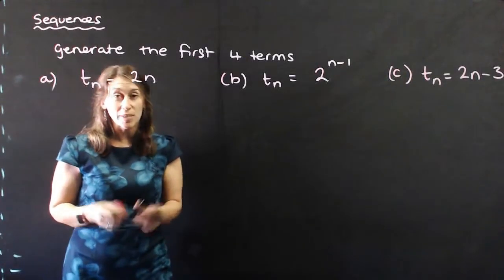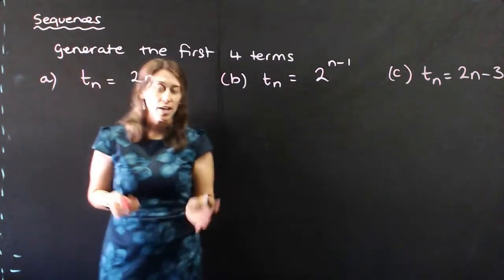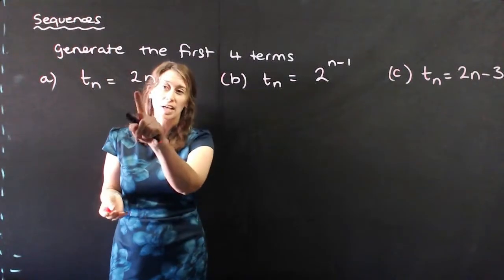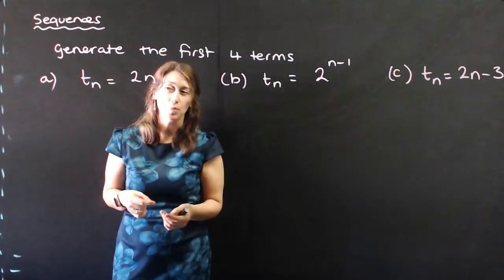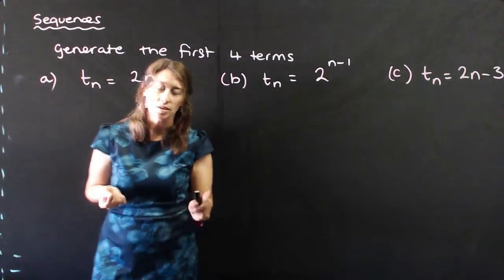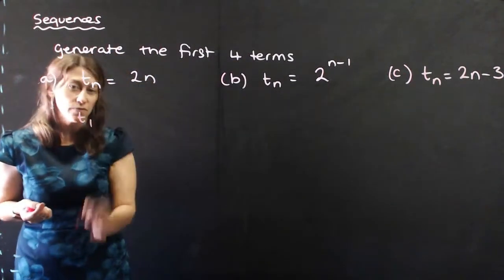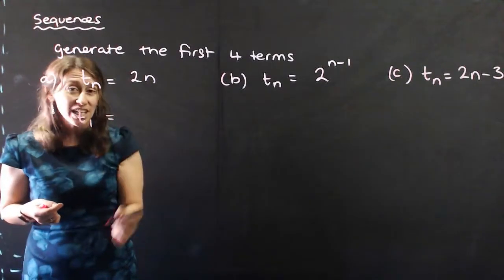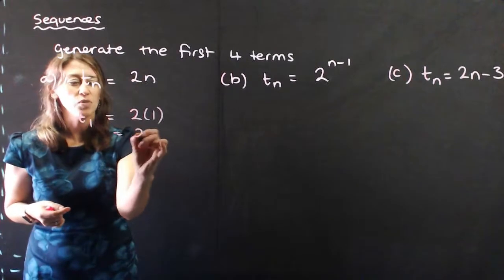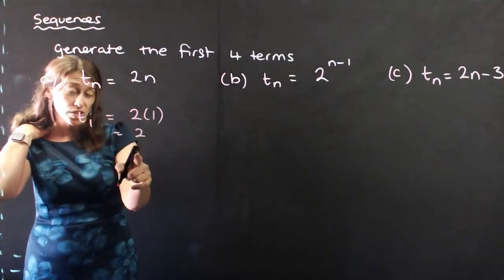What we need to be able to do is generate some sequences from a rule. So Tn is the notation that finds the term number, and this is the rule in terms of the term number. So we need to find the first 4 terms. So let's let n equal 1 first of all. So that tells us that we're finding term 1. Well, if n equals 1, it's 2 times 1, following the rule above. 2 times 1 is 2. So the first term of the sequence is 2.